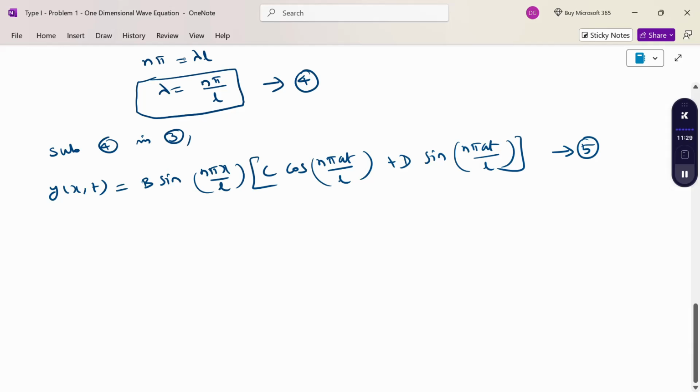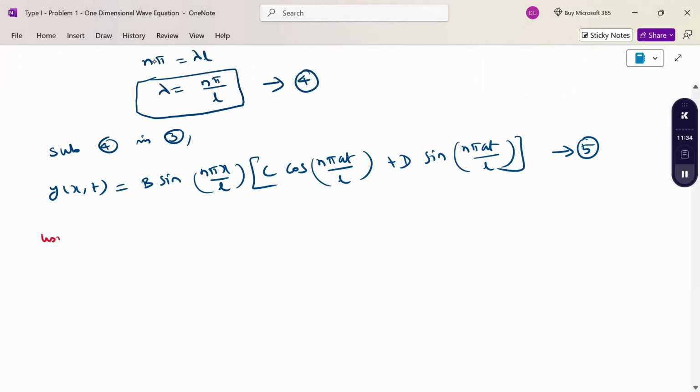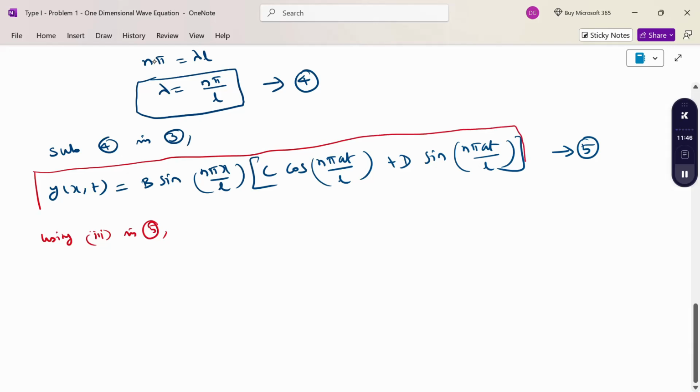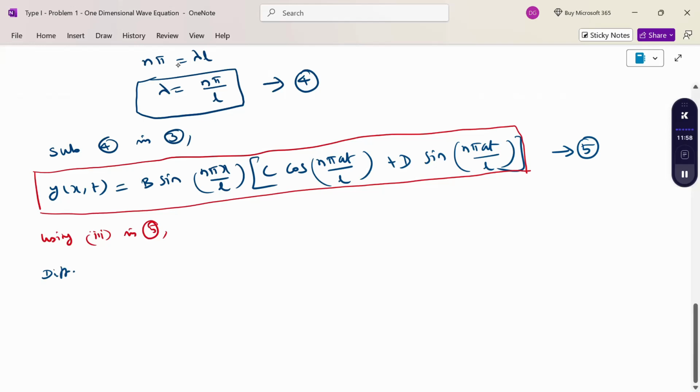Now what is the third condition? So using the third condition in equation 5. What is the third condition? Differentiate partially with respect to t, then substitute t equal to 0. So what is the condition here? Now differentiate equation number 5 partially with respect to t.